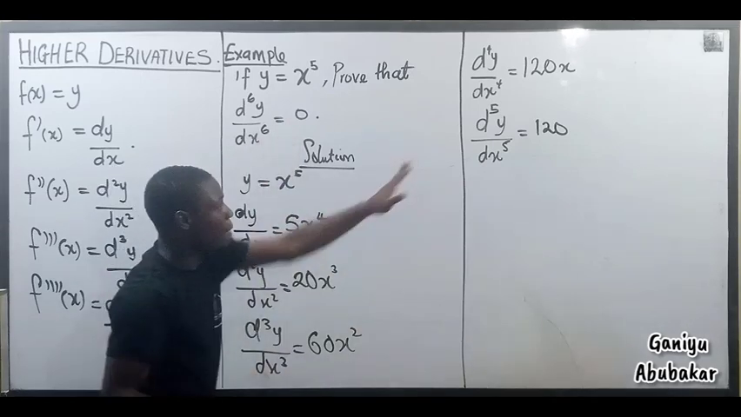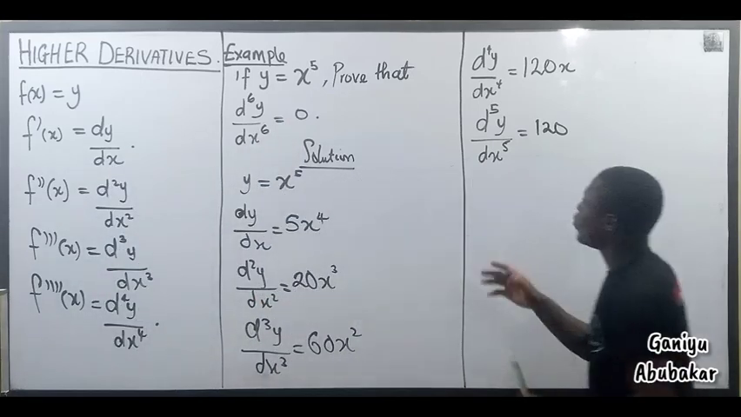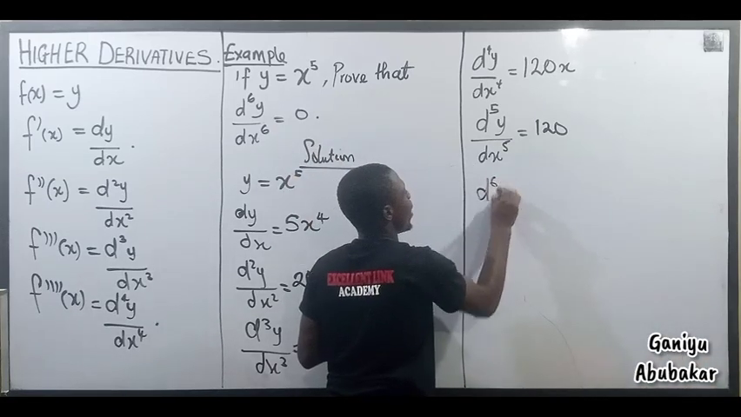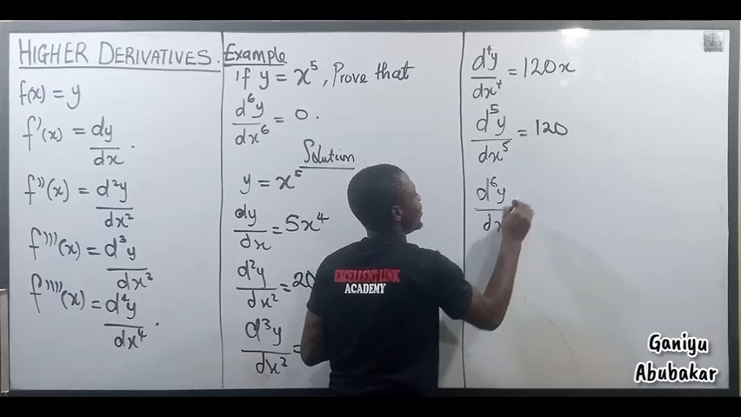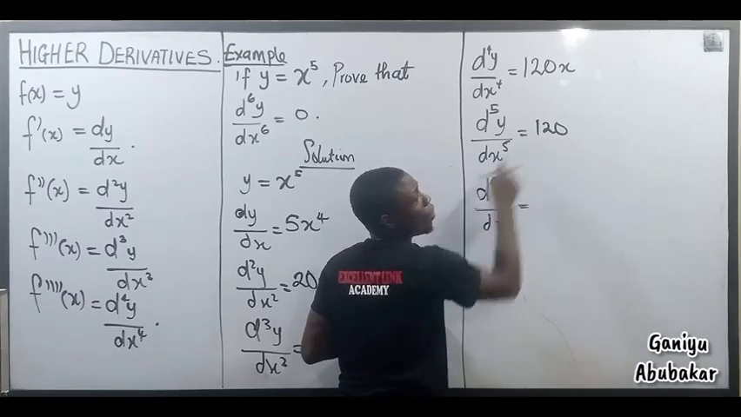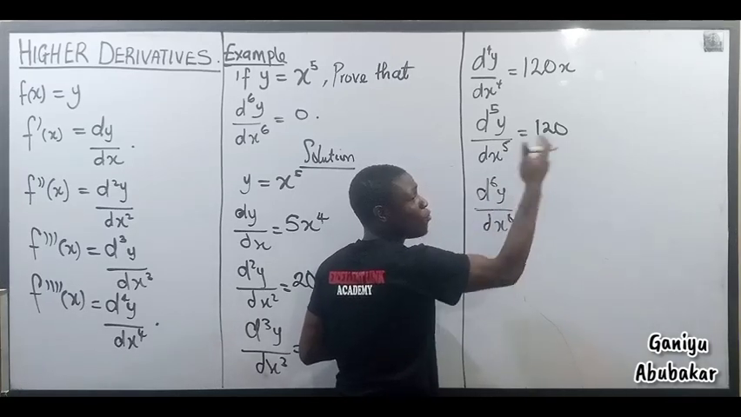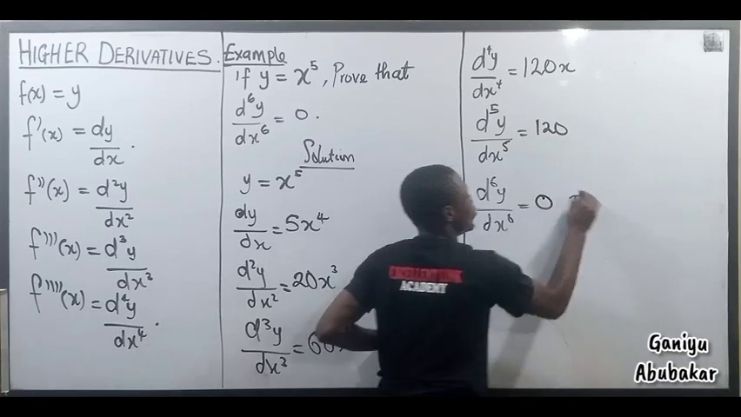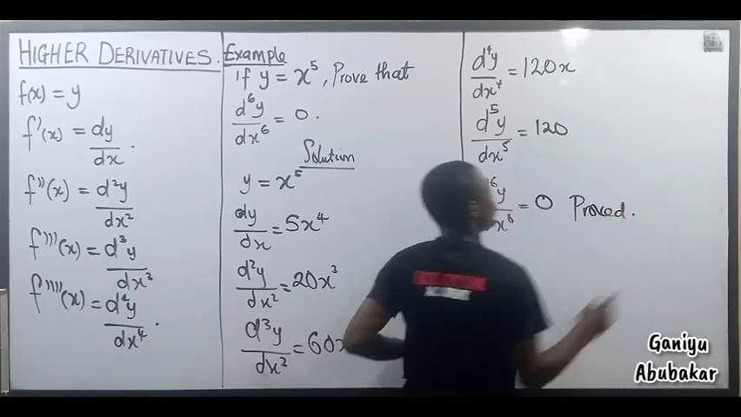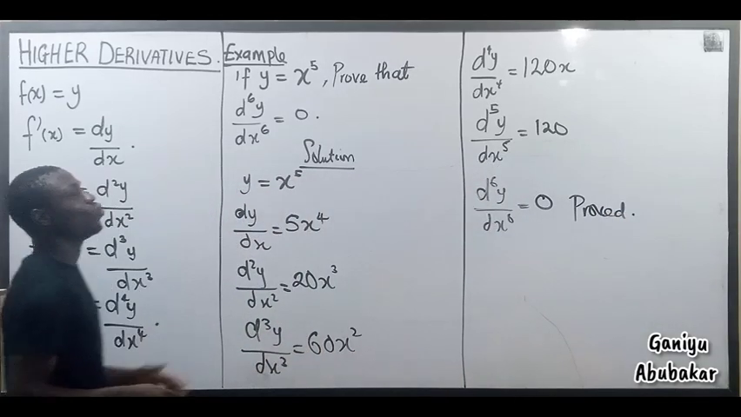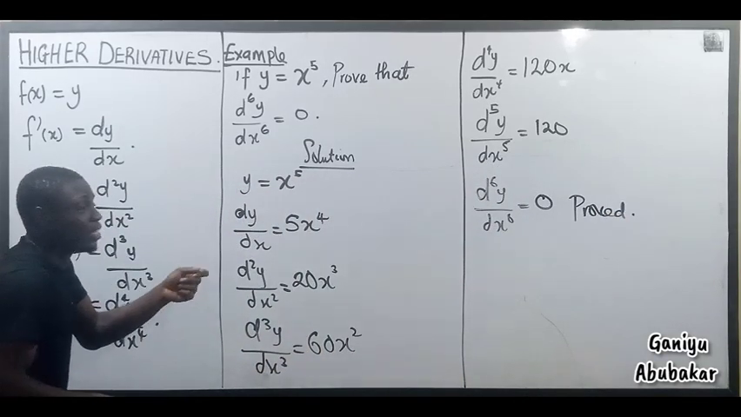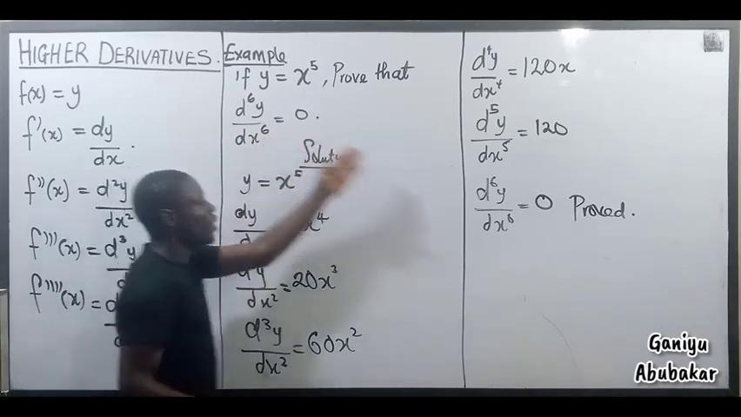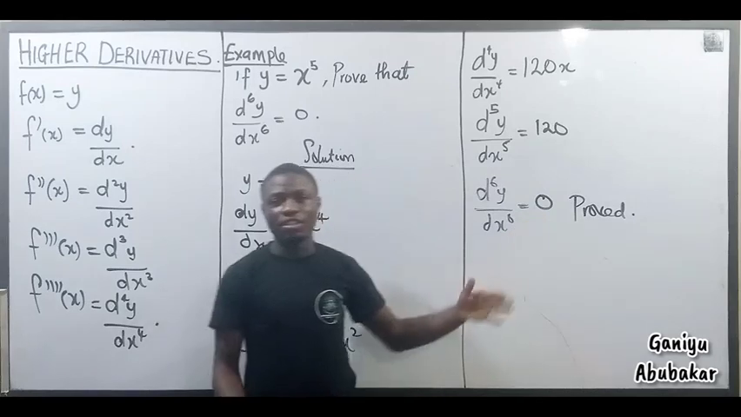So we are here. Now, finally, we need to get d⁶y over dx⁶. That is equal to the derivative of 120. Of course, 120 is a constant, so I'll have 0. So proved. That's how to prove this concept. So the question is quite correct. Listen, this is d⁶y over dx⁶. So it's 0 here, and I have my 0 here.